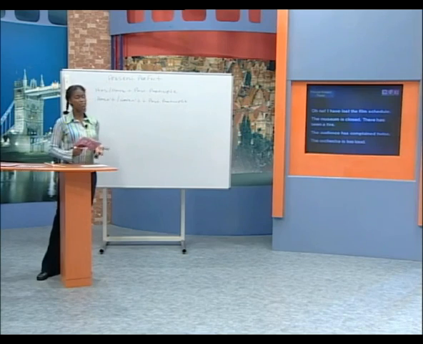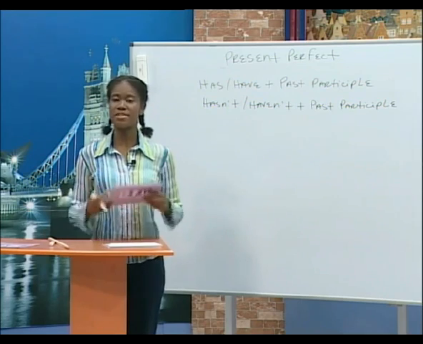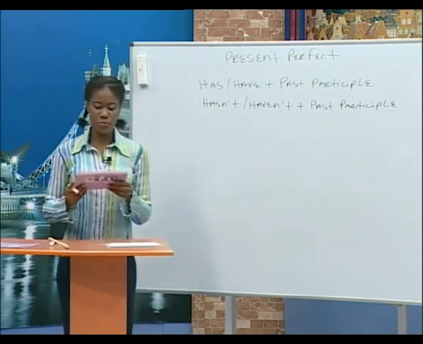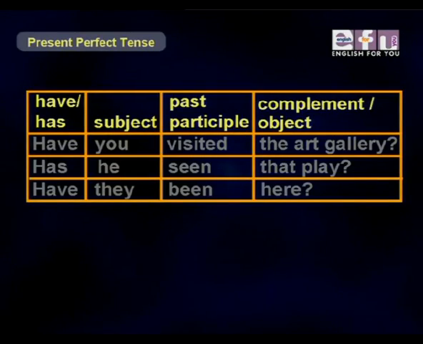So you can see in these examples that the time is unspecified in the past and there is a connection to now. All right, here is the form for the yes-no question form. Okay, we use has or have plus the subject plus the past participle plus the complement or object. For example, have you visited the art gallery? Has he seen that play? Have they been here?